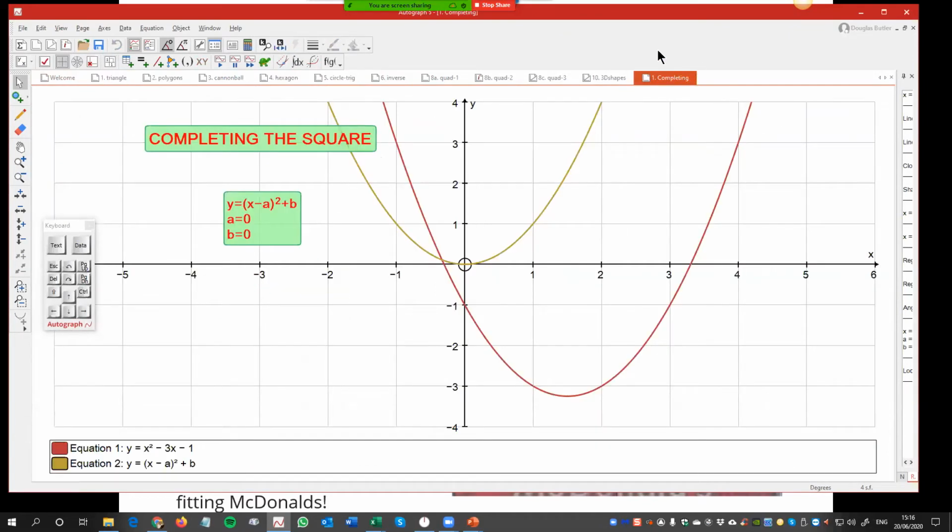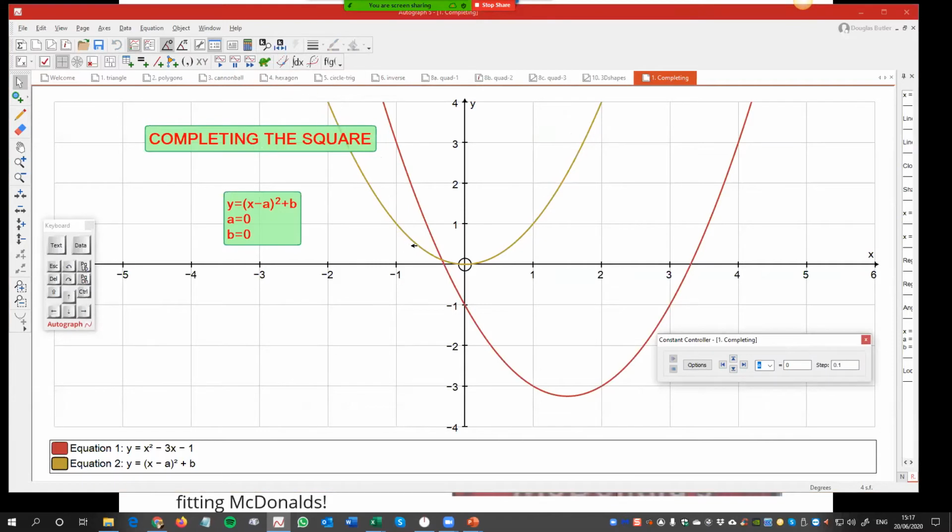Now, completing the square is a slightly tricky topic. So what I've done here, I've drawn a parabola, x squared minus 3x minus 1, which is this fellow here. And we're going to rephrase it as a square, so x minus a all squared plus b. But I've set a to be 0 and b to be 0. So what we do now is start off with the constant controller, because what we need to do is play with this new factorized version and see if we can make it into the red one.